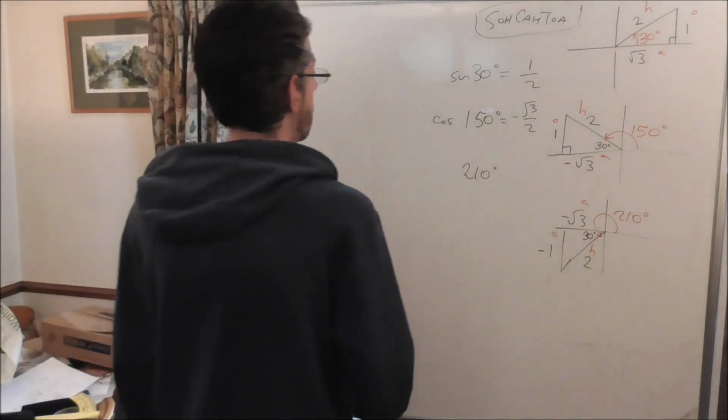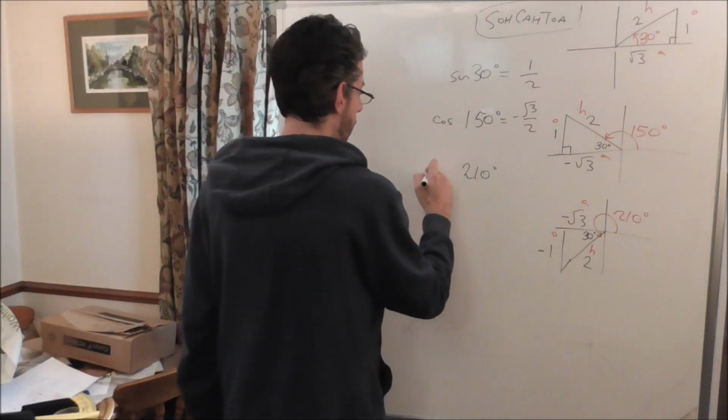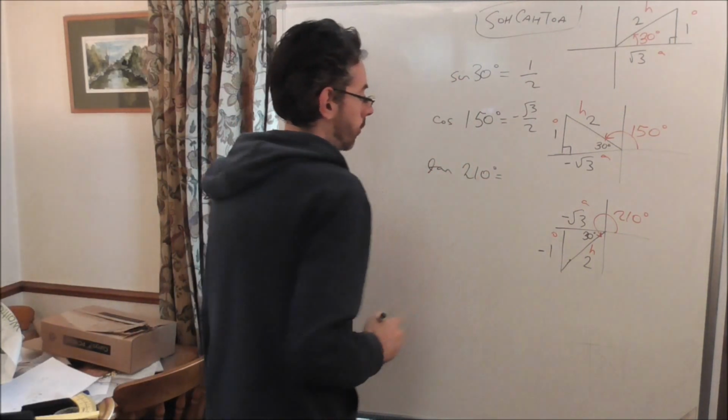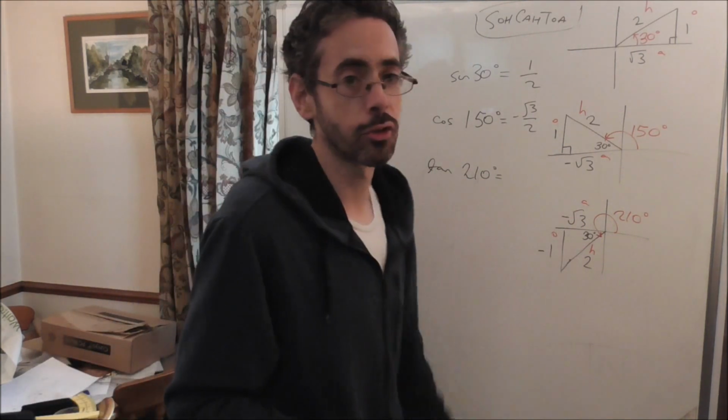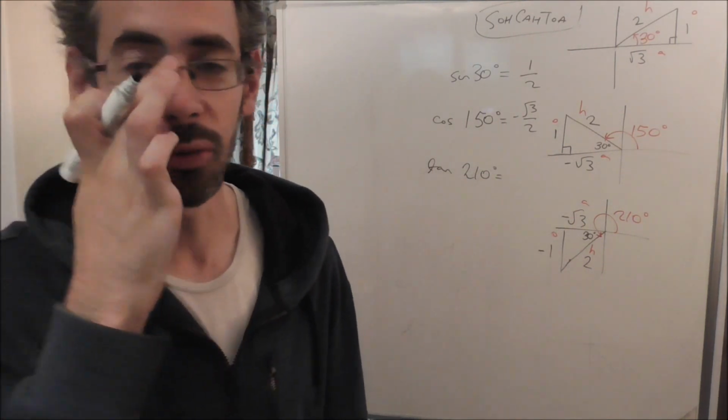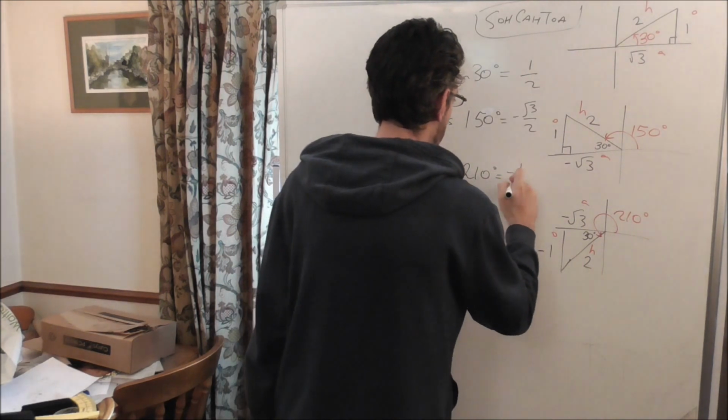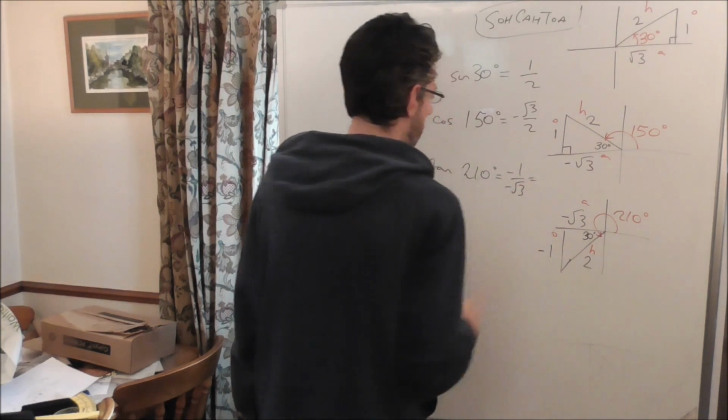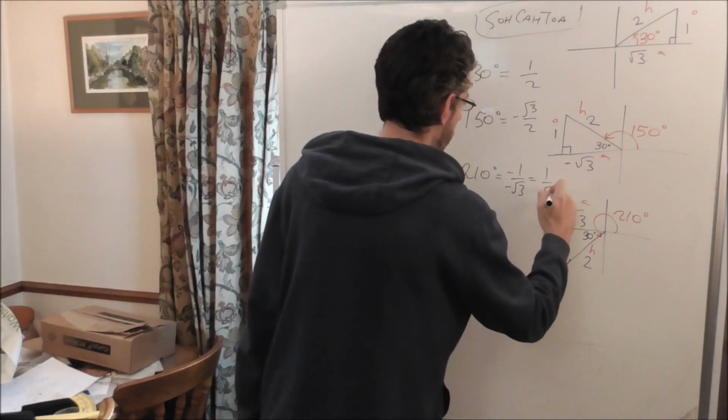Again, I won't do them all. I've done sine, I've done cos. I'll do tan of 210. Tan of 210 is just opposite over adjacent, so it's just minus 1 over minus root 3. So minus 1 over minus root 3, opposite over adjacent. The minus signs cancel each other out, so it's the same as 1 over root 3.